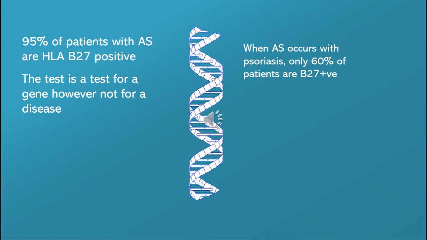There is a very strong association between HLA-B27 and ankylosing spondylitis, but don't forget that it is possible to have the gene and not the disease, or the disease without the gene, but there is a very strong correlation. So one of the first blood tests that will be done is an HLA-B27 test.